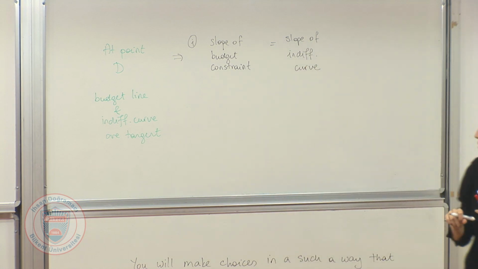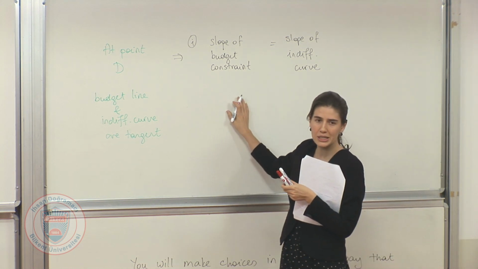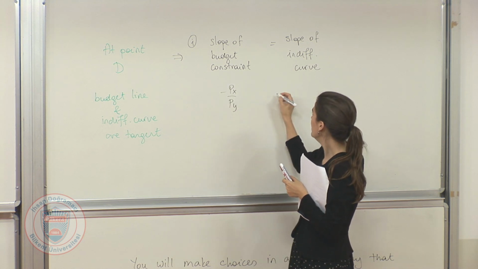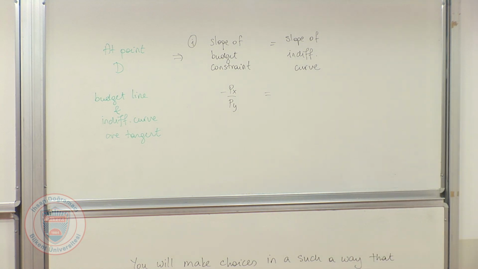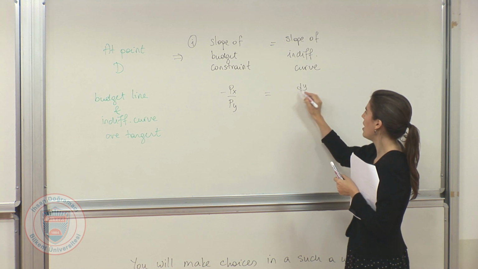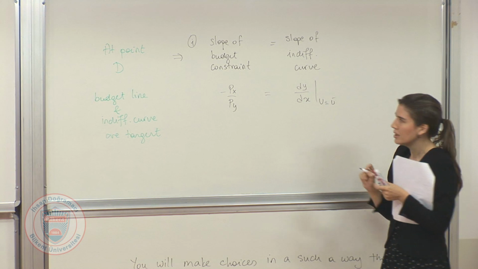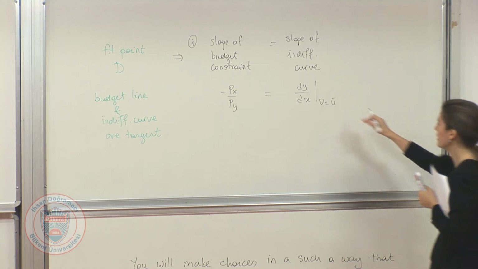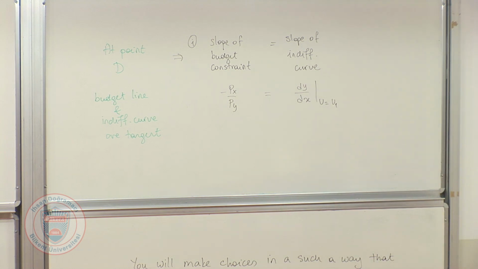Okay, so now, what is the slope of the budget constraint? You guys told me. It was minus px over py, right? What is the slope of the indifference curve? It was the marginal rate of substitution, or you can actually write it dy over dx, when you keep the utility level constant. So here, for instance, that was utility level 1. Let's be consistent with whatever we have drawn there, okay?